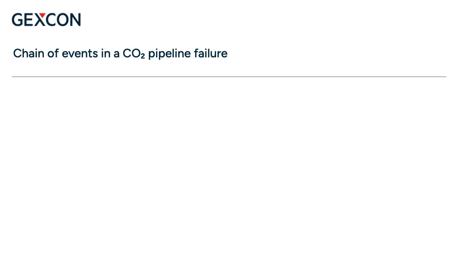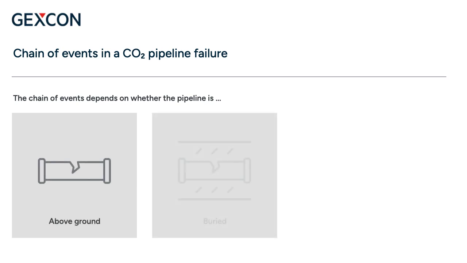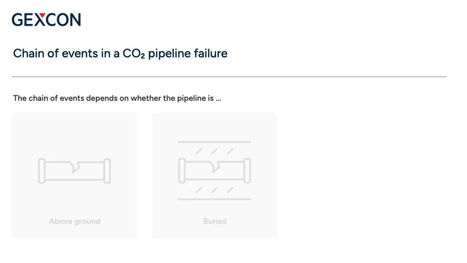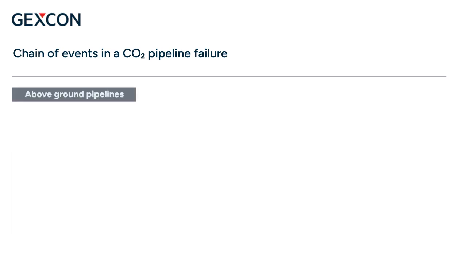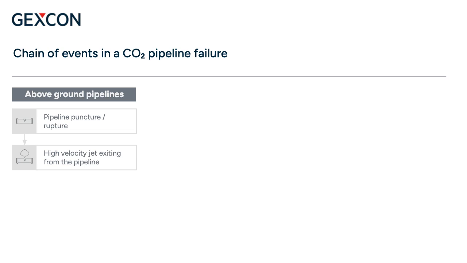When a pipeline fails, the chain of events differs depending on whether the pipeline is above ground or buried. For above-ground pipelines, a puncture or a rupture causes the release of pressurized CO2 as a high-velocity jet. This jet entrains air and it typically exits vertically, but environmental factors like wind or nearby structures can alter its trajectory.